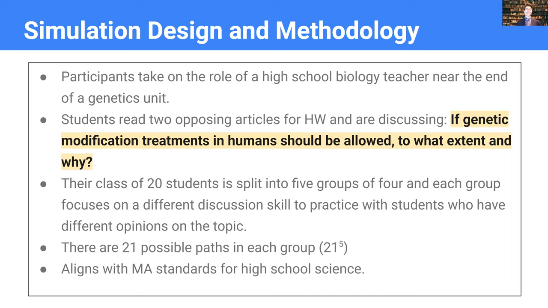So in the simulation, participants take on the role of a high school biology teacher near the end of a genetics unit. They're told that students have read 2 opposing articles for homework, one about cystic fibrosis treatments and one about editing embryos. And they're discussing this broader question: if genetic modification treatments in humans should be allowed, to what extent and why? They have a class of 20 students split into 5 groups of 4, and each group focuses on a different skill that I will show in the next couple of slides. These also align with the Massachusetts State Standards for High School Science, so this is an actual lesson that you could teach with your high school students.